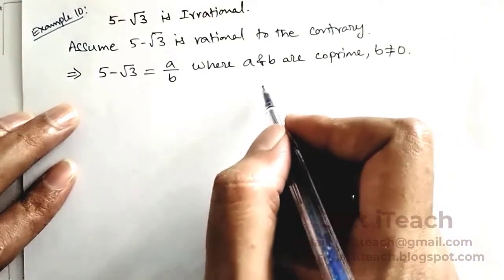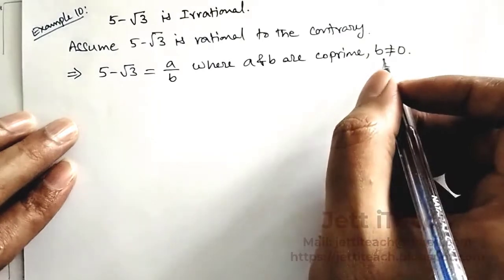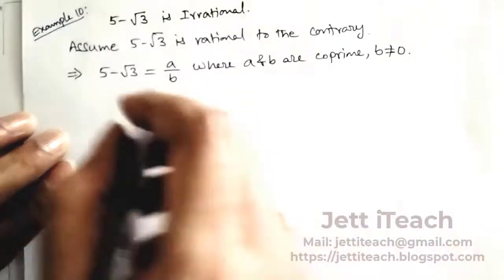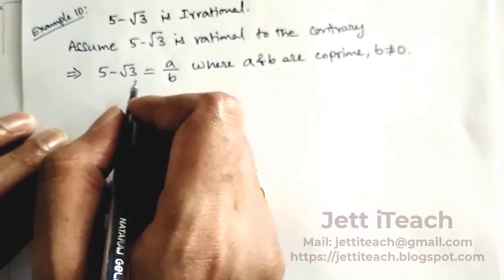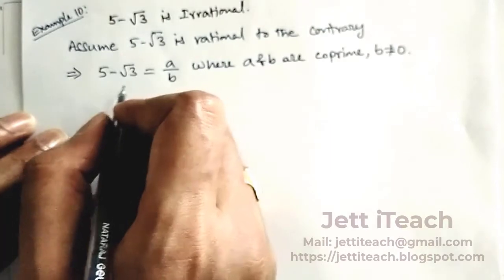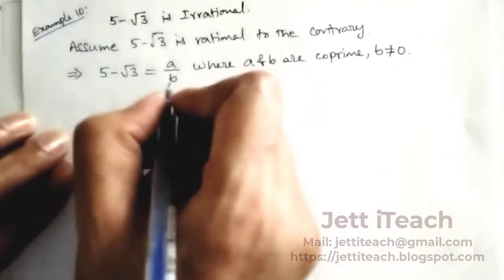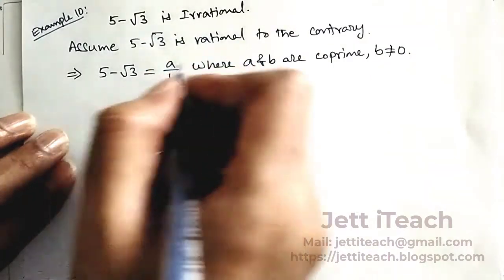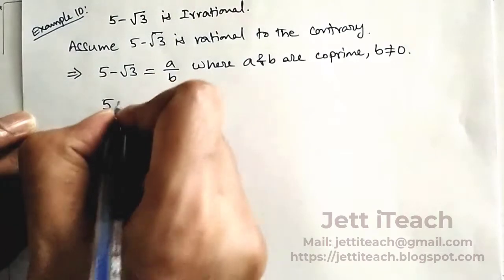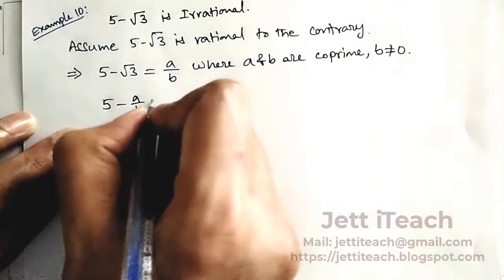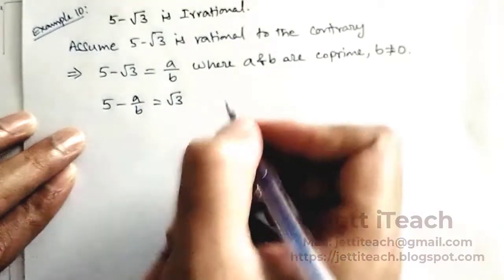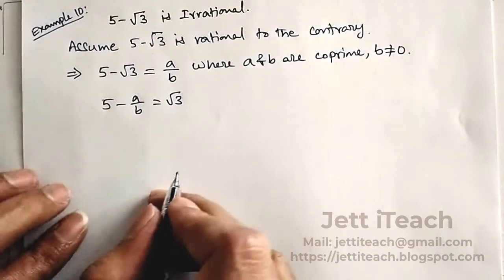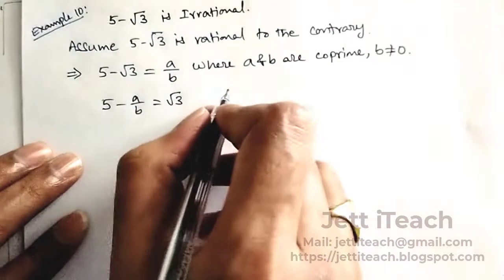Where a and b are co-prime, b not equal to 0, because division by 0 is not allowed. You can simplify this one now. You can take the rational number on one side and the irrational number on the other side. So you can write a by b on the left hand side and root 3 on the right hand side. 5 minus a by b equal to root 3. Okay, it's a simple form.